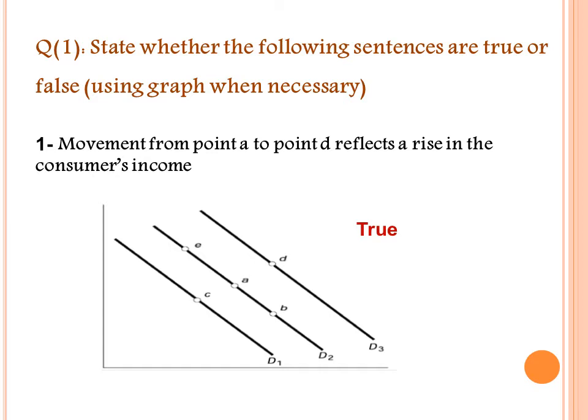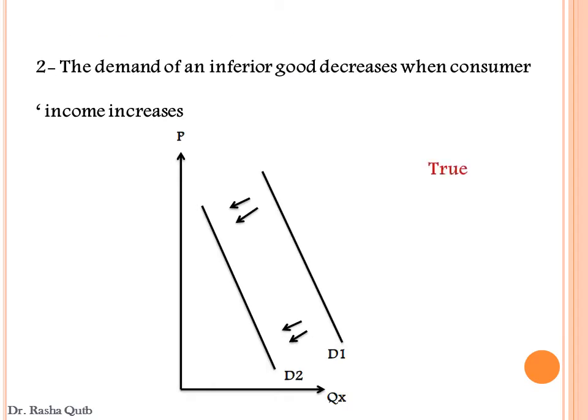Here we are moving from a point on a demand curve to another point on a higher demand curve. That's why this sentence is true. Number 2, the demand for an inferior good decreases when the consumer income increases. This sentence is true.